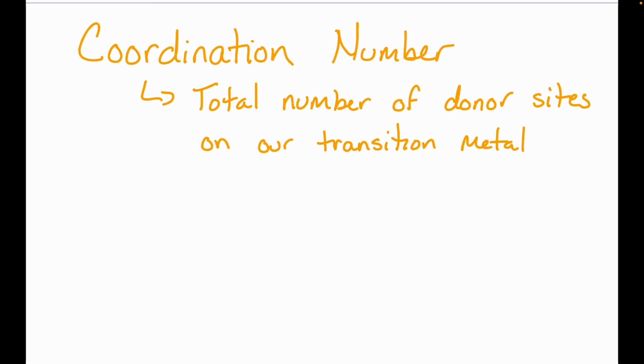So if we did, for example, a compound like FeCl4 with a -1 charge, all right, based on what we learned before, you should be able to give me the oxidation number. Everybody take a second and give me the oxidation number.